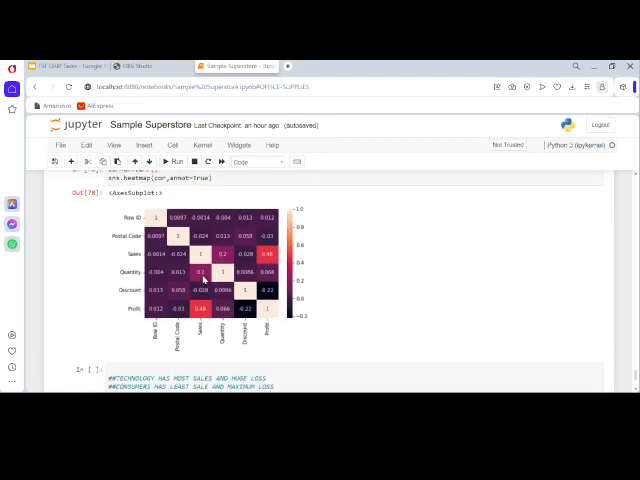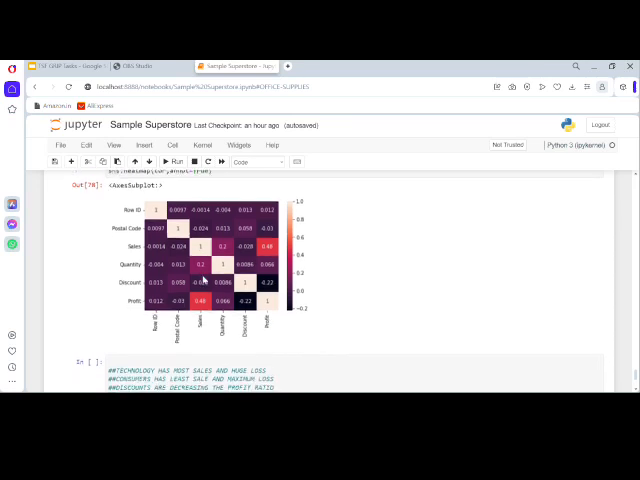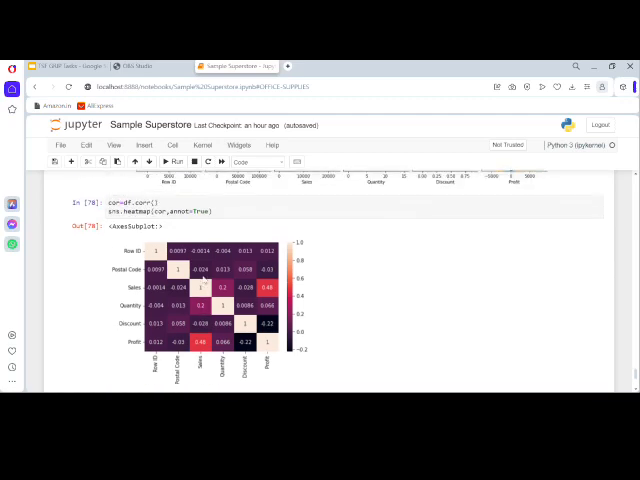So we found some of the insights and we discussed them in the middle of them. But of course, some of them were that the technology had the most sales, but as well as it incurred the most losses. And due to discounts, the profit ratio is decreasing.